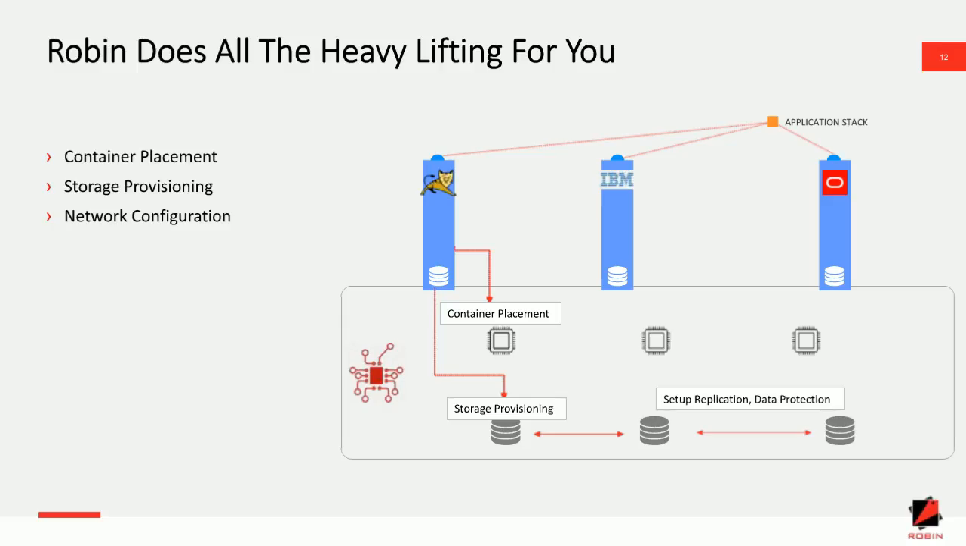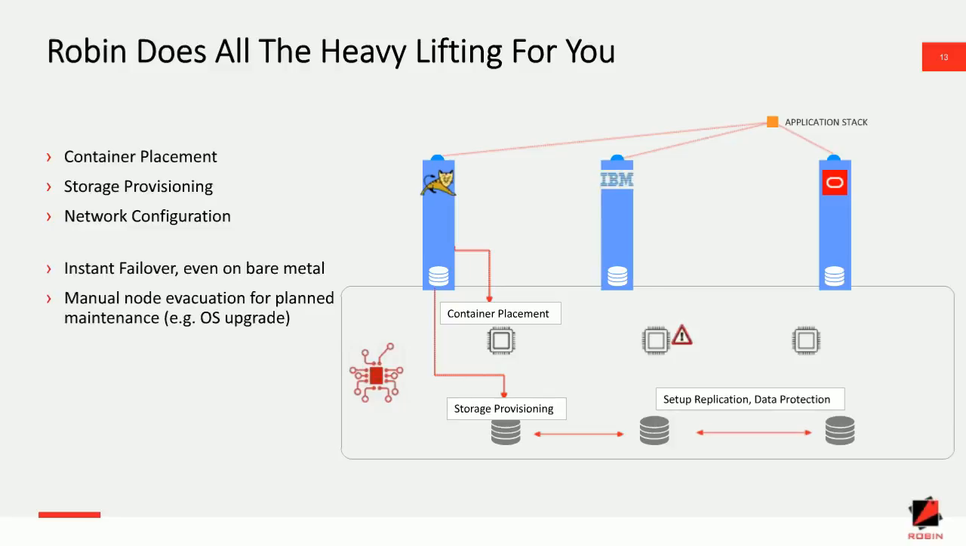All right, so we saw how simple it was to deploy our application on the Robin platform. But Robin is doing a lot of heavy lifting behind the scenes. So number one, it's doing container placement, storage provisioning, network configuration, all of that for you. In fact, if you want protection for your data, you can also set up replication and data protection policies. And all of that is automatically taken care of by Robin.